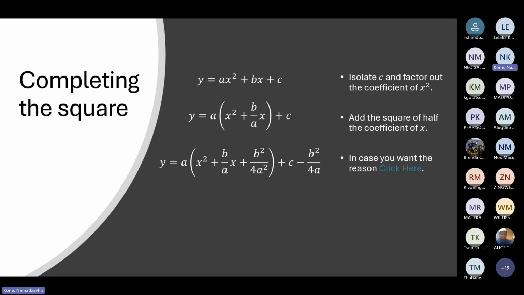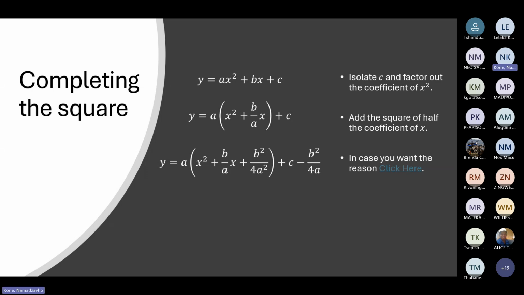Now, there may be people who may want to know, why are we doing this addition? And how did we decide we must add half the coefficient of x squared? So is there anyone who would like to know the reason why we are doing this? If not, then we'll continue.